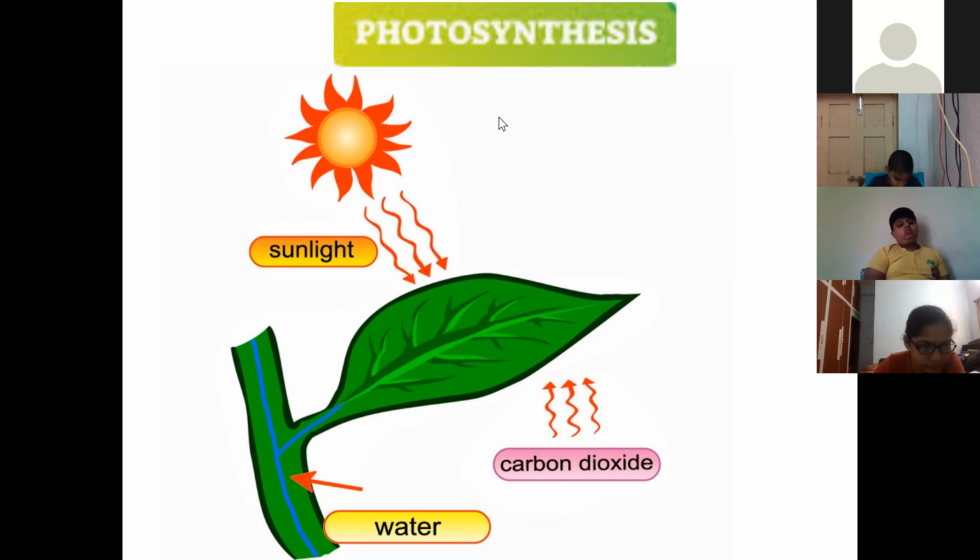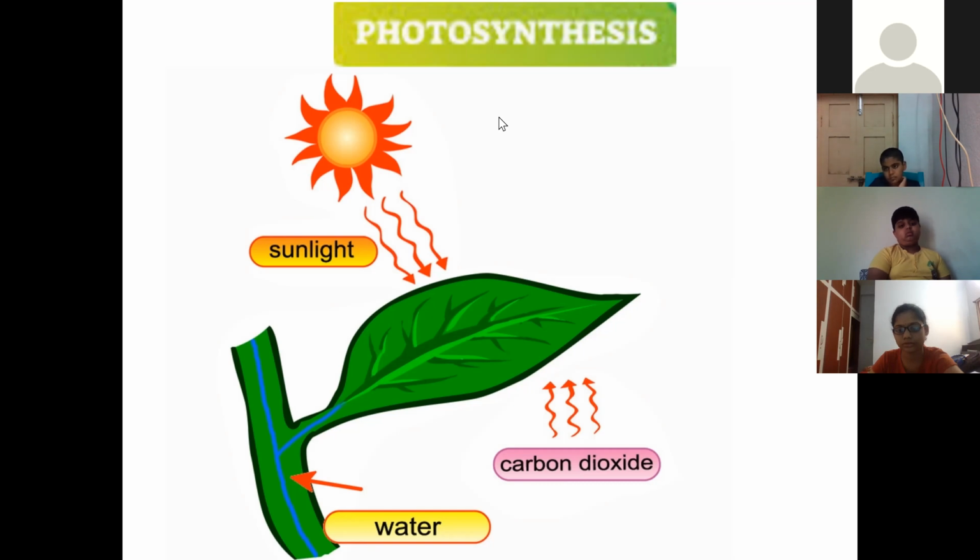The leaves contain a green pigment called chlorophyll. Chlorophyll gives green color to the leaf. Because of chlorophyll, the leaf is green in color. Chlorophyll present in the leaves traps sunlight, which is the source of energy to the plant. The leaves make glucose from water and carbon dioxide in the presence of chlorophyll and sunlight.